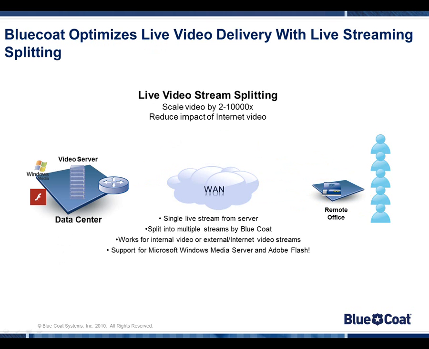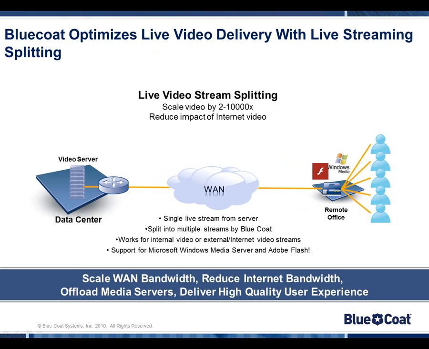BlueCoat optimizes live video delivery with stream splitting technology. With this feature set, we're able to bring a single broadcast into the remote office and then split that out to multiple users. This gives us good scale of both internet and WAN bandwidth, but also the ability to offload the media server and deliver a higher quality user experience.